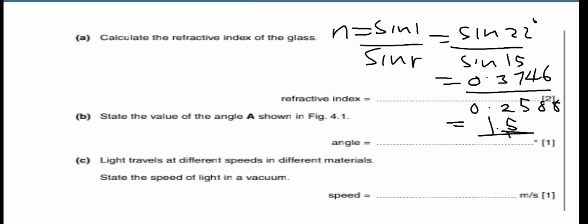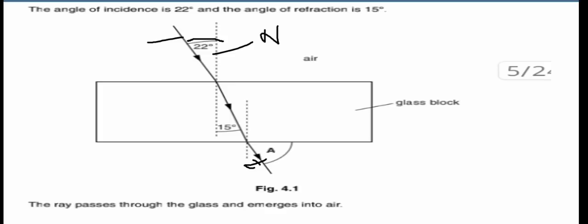So in an exam, they can also ask you, why does the refractive index not have units? So you can say because it is a ratio. So as for B, it is saying, state the value of the angle A shown in figure 4.1. So if this angle here is 22, then we can say this one is going to be the normal ray. So the normal ray and the surface of the glass block, they are going to make 90 degrees.